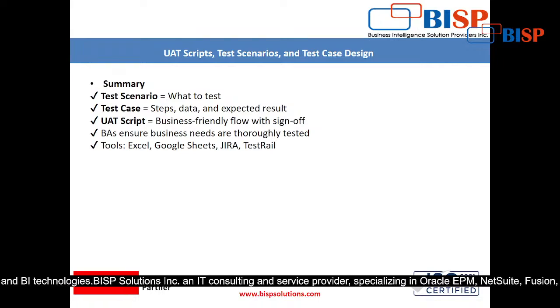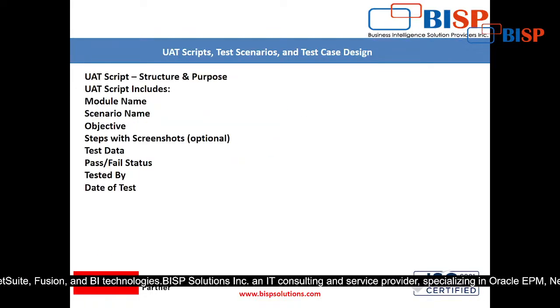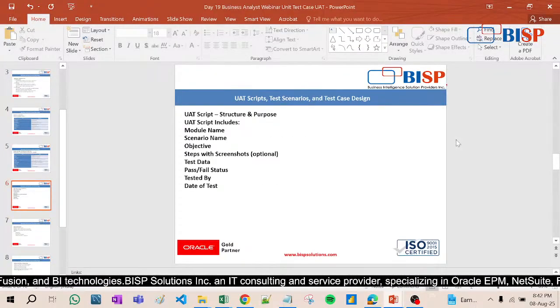BA ensures business needs are totally tested. So the tools are Excel, Google Sheets, Jira, TestRail. All these are different types of tools. Only one tool will be used, but for example we have to study different tools. Now let's have a quick recap on the practical part.